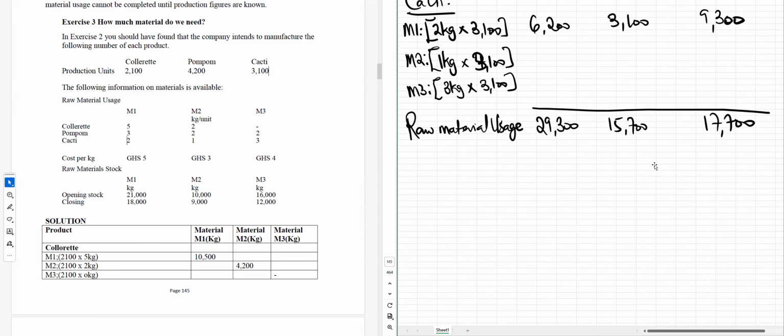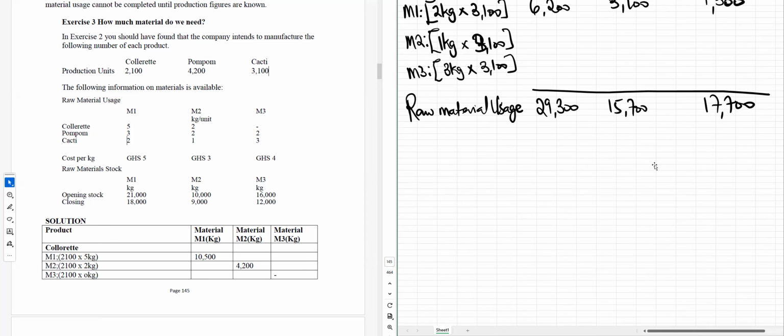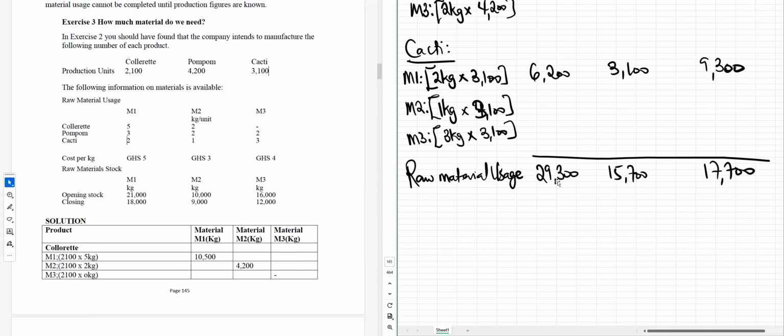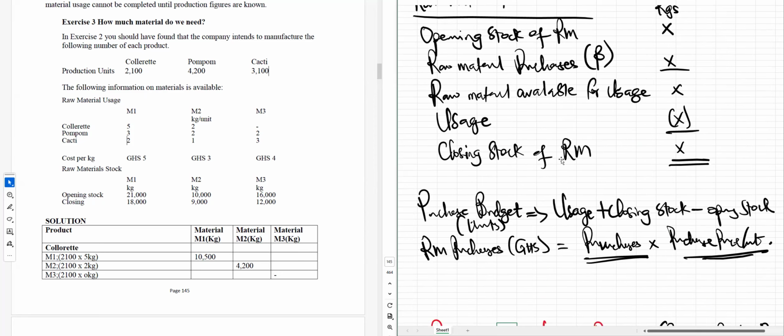So now that we have our raw material usage, how do we get purchases? Multiply it by the price per unit? No, this is usage. This is not purchase. You have to read it carefully. This is what you use. What's the relationship between what you use and what you purchased? You have to establish that relationship first. What you used, how can you put a price to it? You must get what you purchased. Okay, I showed you the relationship here.